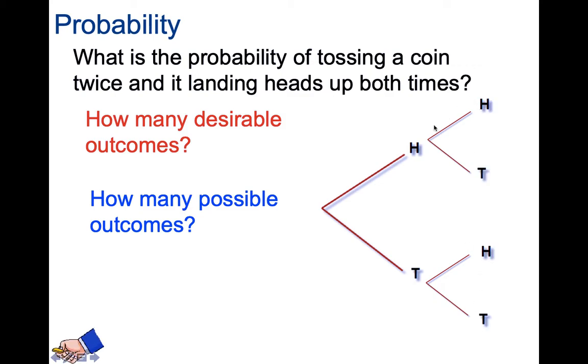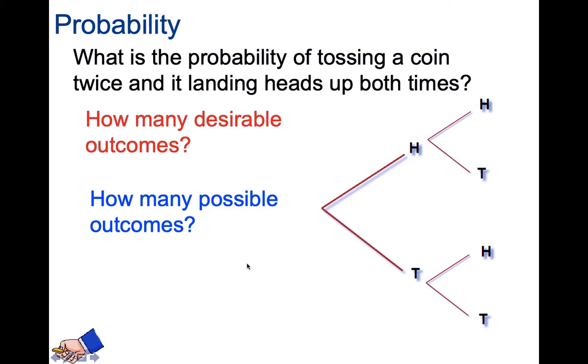So that's the outcome. But I'm only interested in how many of these paths, right? Well, I want heads up both times. Well, if I look carefully, obviously this path doesn't matter because I don't get heads at all. And in this path, I only have 1 of the 2 that matters. So there are a total of 4 possible paths, and I'm only interested in 1.